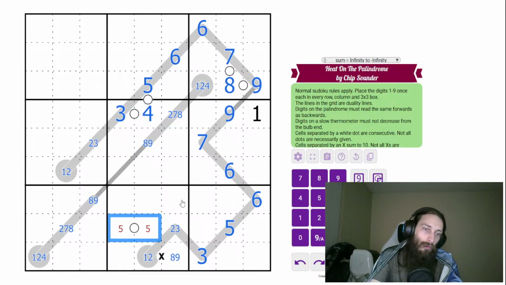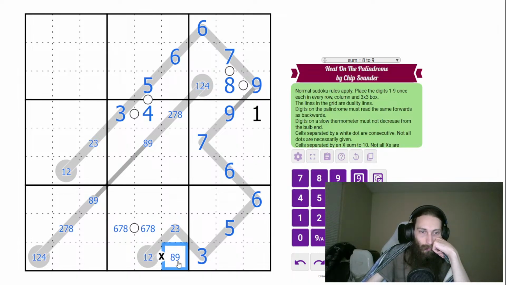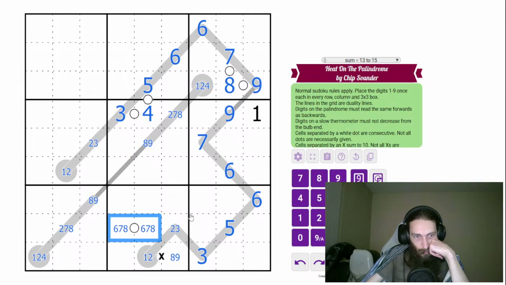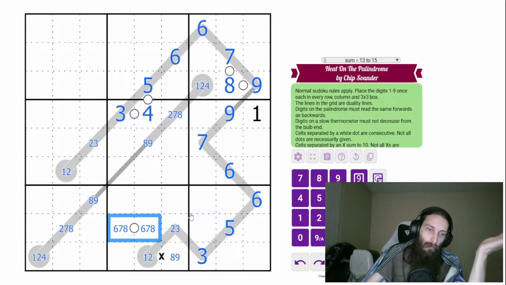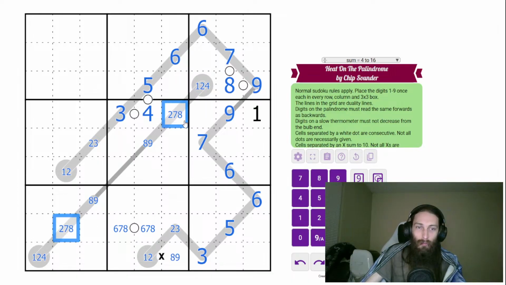So now, if the smallest was a 5, well, we've got a 5 in a row. So the smallest would be a 6, a 7, or an 8. Except if I'm saying that the smallest could be an 8, it can't be because that would make it an 8-9 pair. So the largest can't be an 8. But it's either a 6, 7. Yeah. 6, which removes the 7 from the other palindrome. That's true.